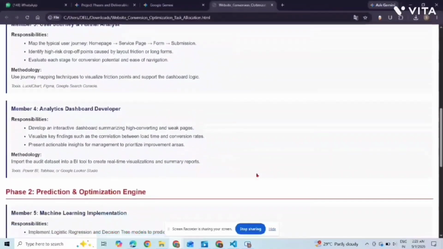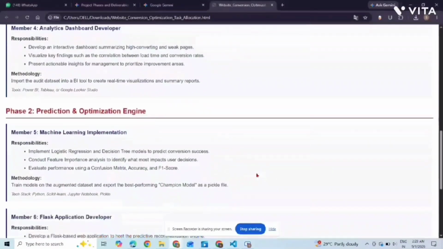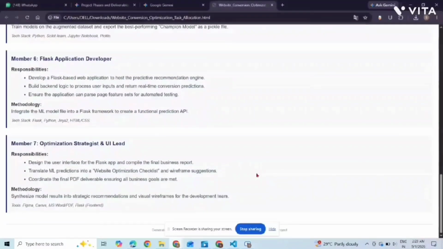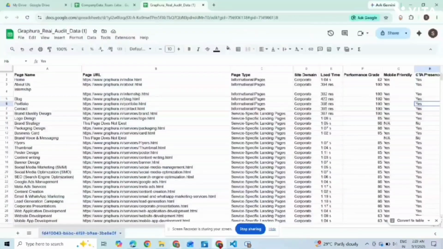One of our biggest hurdles was the small data problem. Manual auditing is slow and prone to human error. To solve this, I have developed an automated data auditing pipeline using Python.